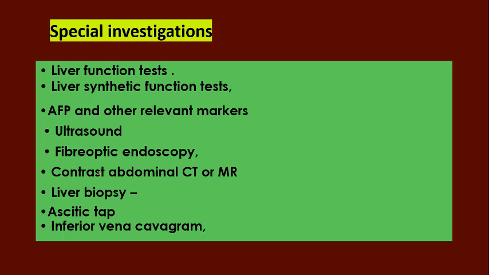Contrast abdominal CT or MRI scan. Liver biopsy to determine the cause of cirrhosis as well as clinical deterioration. Ascitic tap is useful. And inferior vena cava cavogram, which can demonstrate the hepatic venous occlusion and portal pressure measurement.